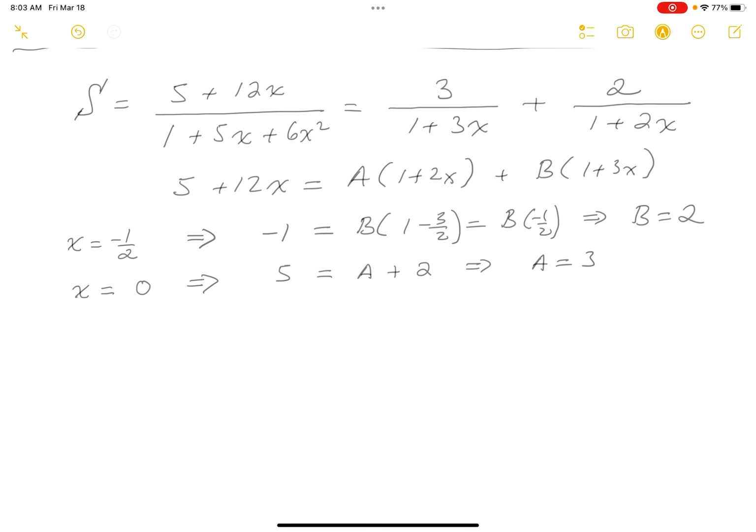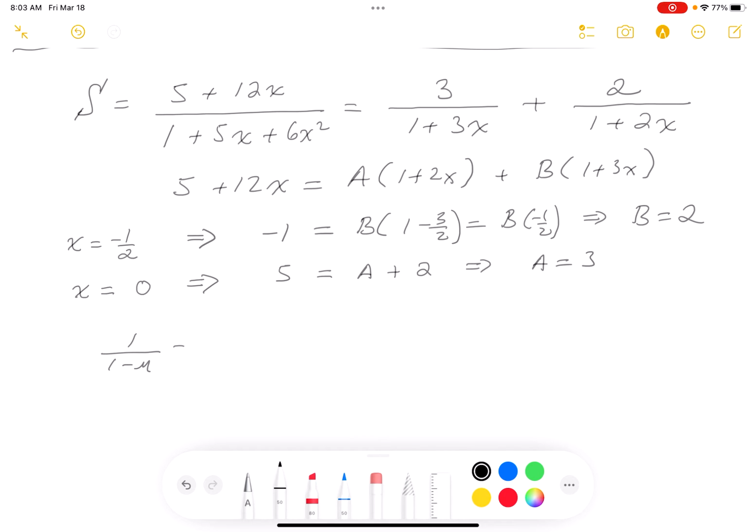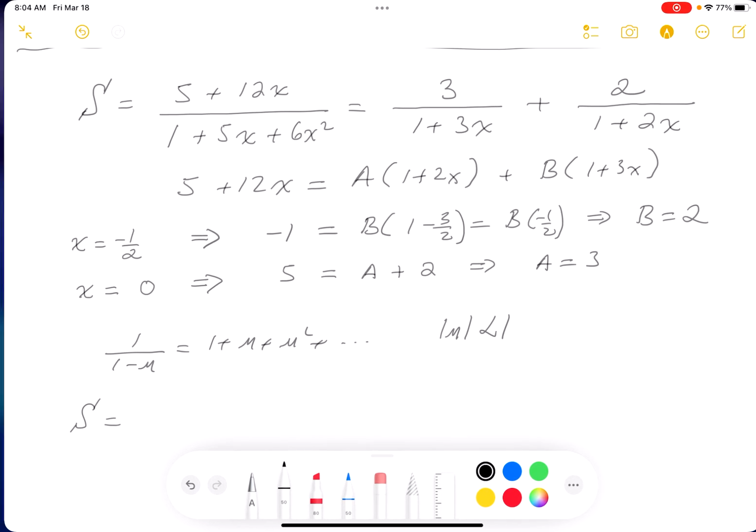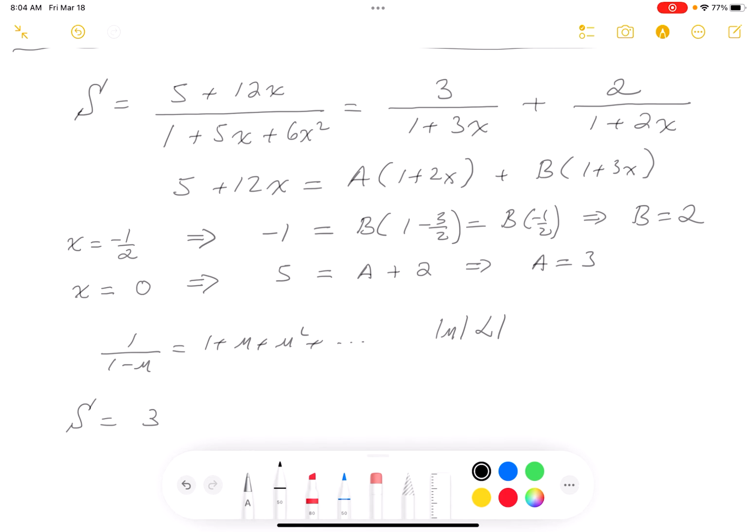And really, the series that we're using is a very simple one. We're using this one over here. And this would be 1 plus u plus u squared plus yada, yada, yada, with the understanding that the absolute value of u is less than 1, or use a proper fraction. So I got to do that now, right? So what are you going to get? S is equal. And I'm going to concentrate on one at a time. So it's going to be 3 for the first term.